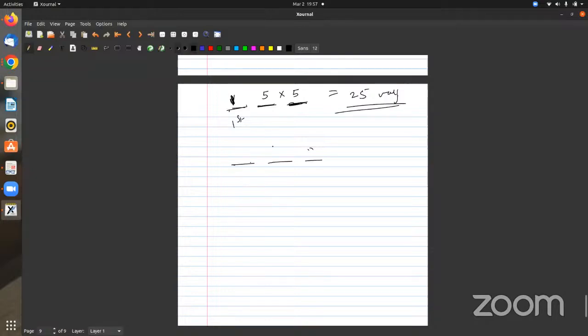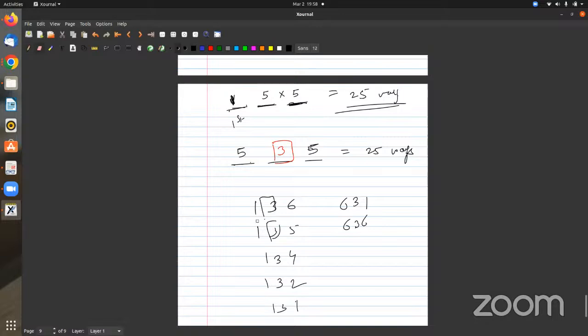Or else I'm going to fix 3 runs here. In the second ball he has scored 3 runs. So how many ways are there? He will score 5 other runs in the first ball, 5 ways, right? And one more 5 ways here. So total of 25 ways, right? So this combination will look like 1 3 6, 1 3 5, 1 3 4, 1 3 2, or any other possibility, right? 6 3 1, 6 3 6, but 3 is fixed here in the middle position.